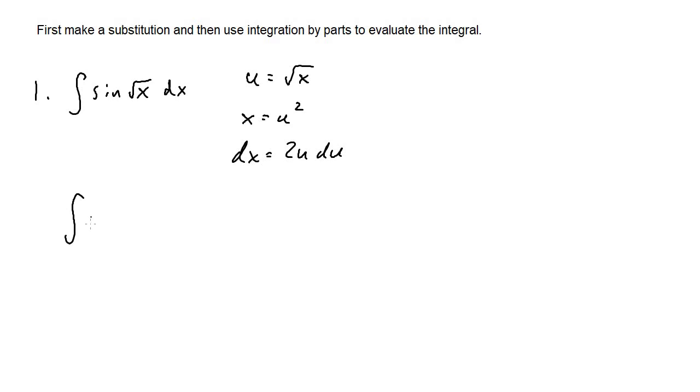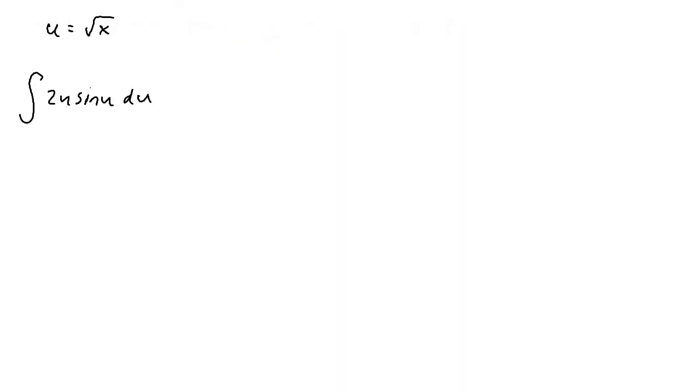So we have the integral of sine of, now remember we made u equal to the square root of x. So we have sine of u times dx, which is equal to 2u du. So sine of u times 2u du. If I go ahead and simplify or rewrite it, we have the integral of 2u sine of u du. So now I can actually use integration by parts, or specifically the tabular method, to solve this.